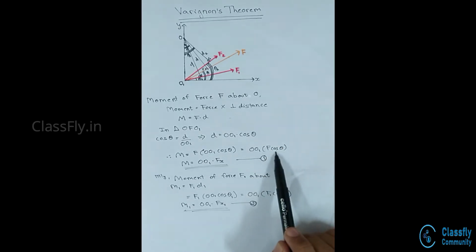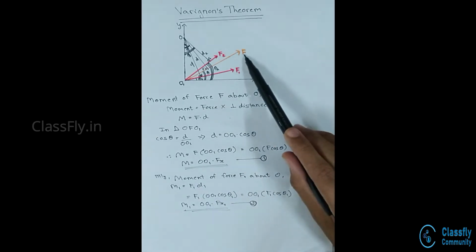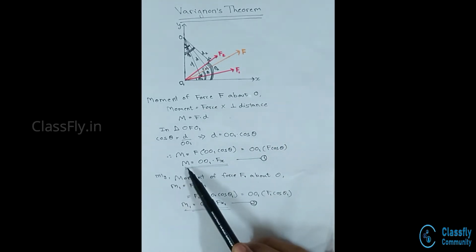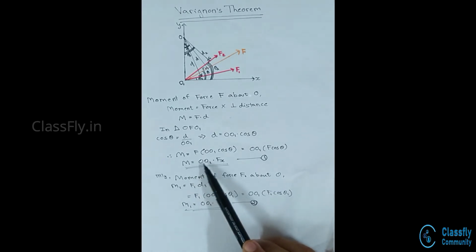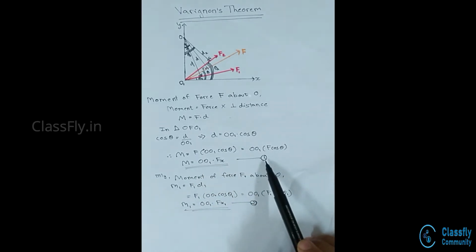Now, F cos θ is the horizontal component, that is the x-axis component, of the force F. Hence, this can be written as moment M is equal to OO1 into Fx. Let us name this equation 1.